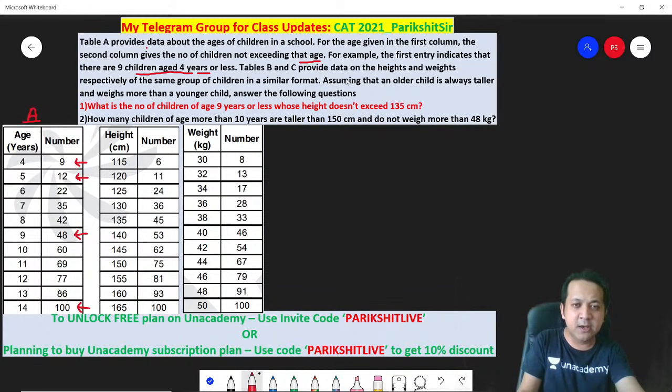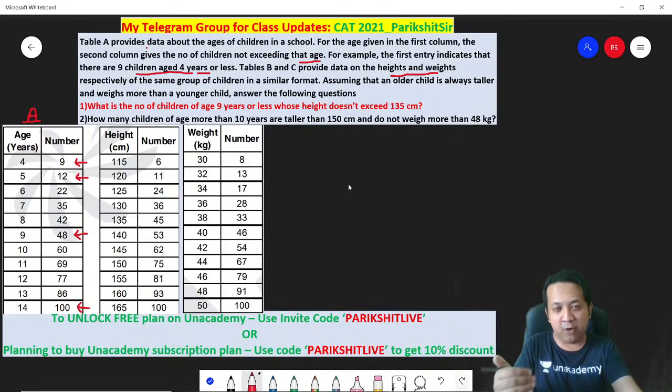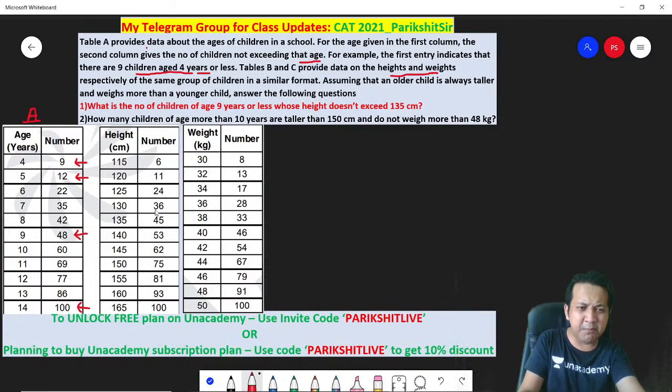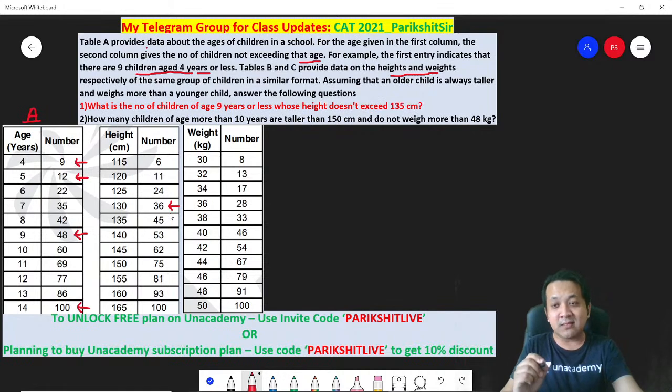Table B and C provide data on the heights and weights respectively of the same group of children in a similar format. Assuming that an older child is always taller and weighs more than a younger child, answer the following questions. Let's look at table B. Let's look at any number. Let's say this 130. What does it indicate? How many children have height 130 or less? 130 or less. Remember that. How many? 36. How many children have height 160 or less? 93. And so on and so on.